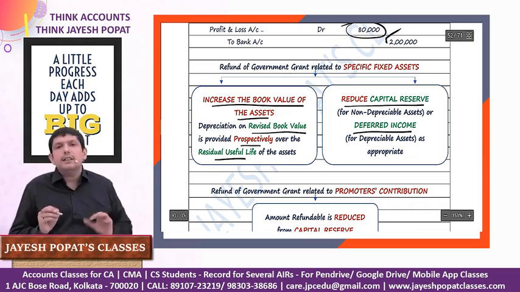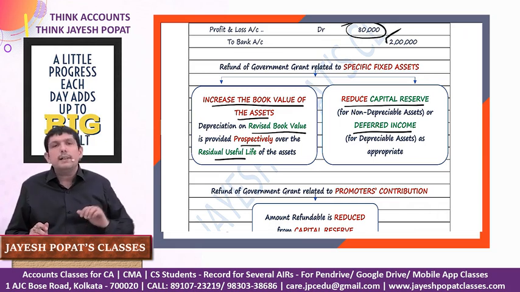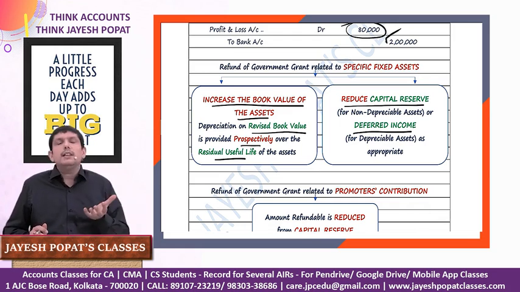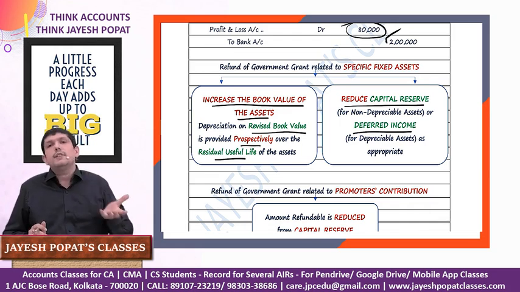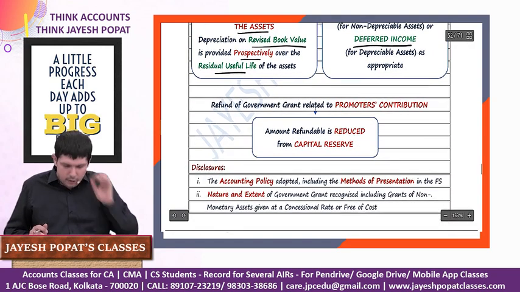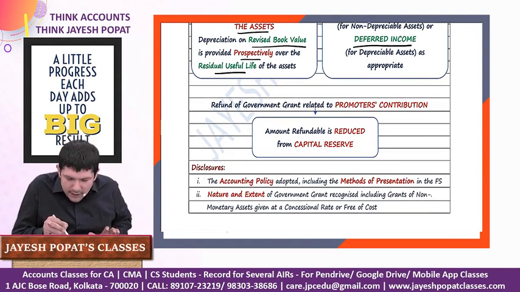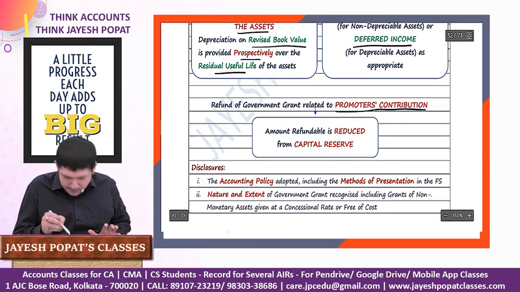And if it is deferred income, we have already seen the treatment: deferred income will be debited, bank will be credited. But if the refund is more than the amount of deferred credit, then you have to debit the statement of profit and loss.